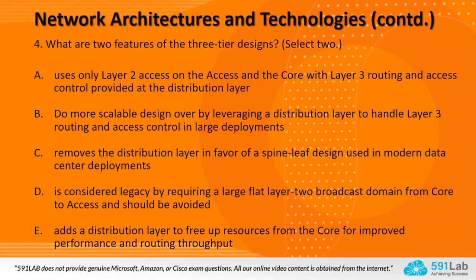Option C removes the distribution layer in favor of a spine and leaf design used in modern data center deployments. It's not related to this 3-tier design. A spine and leaf design is applicable for data centers, and there's no removal of the distribution layer in 3-tier design. Option C is wrong.